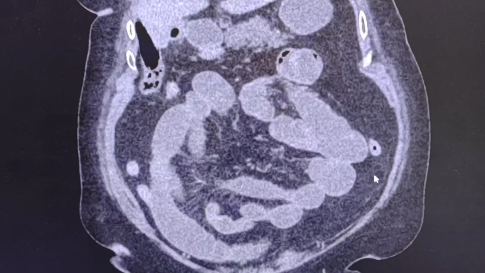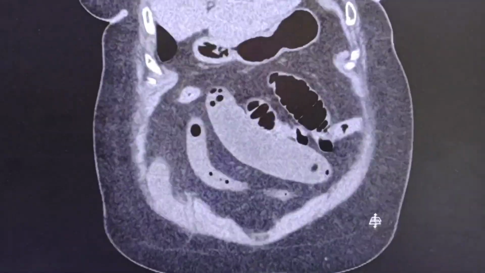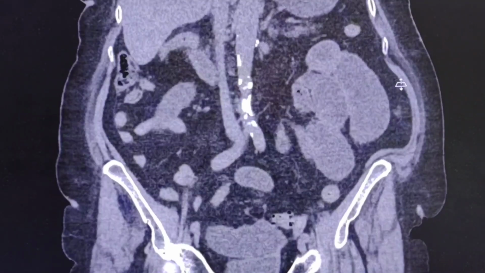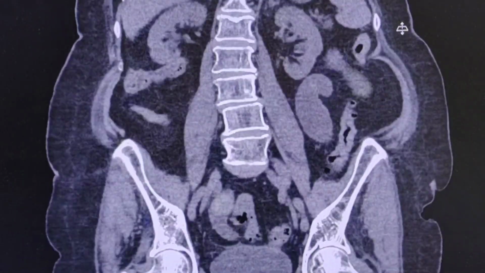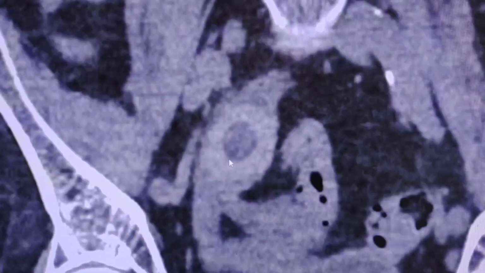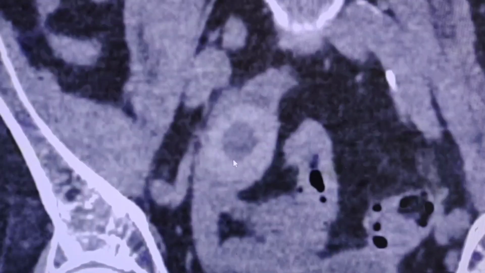In many instances, the coronal views are really helpful in case of bowel obstruction, and at this point we can see this structure. I will zoom in to see it better. So this is a gallstone.